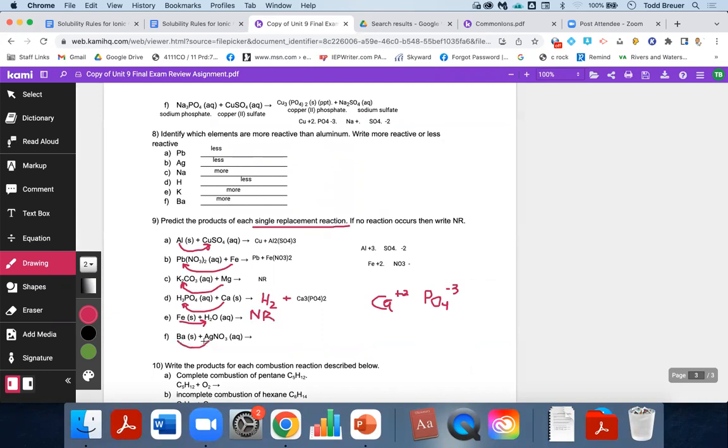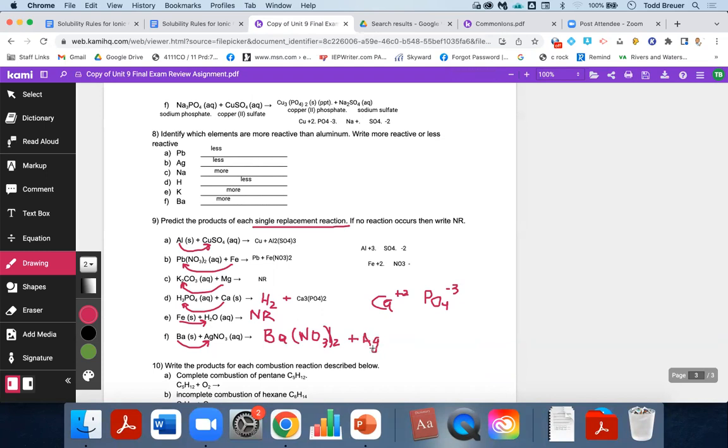And barium in the last example could definitely replace silver because it's more reactive. So we take the charges of the ions, barium's 2+. We know nitrate, or NO3, is 1-. So we would need 1 barium and 2 nitrate ions. That should be a curve, right? And then what's going to go off by itself is the element silver, Ag. So there we have single replacement predictions.